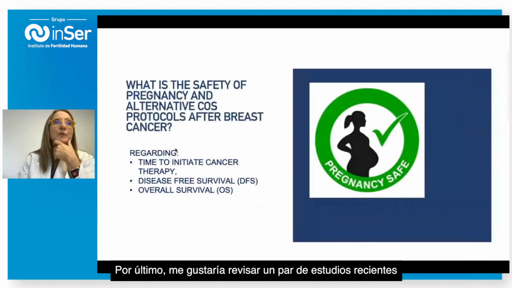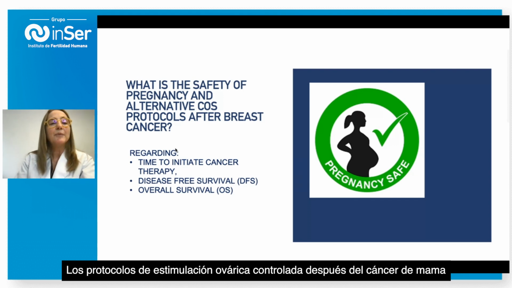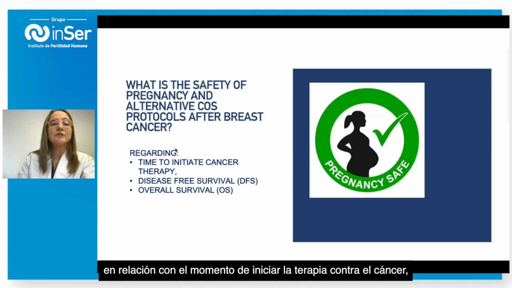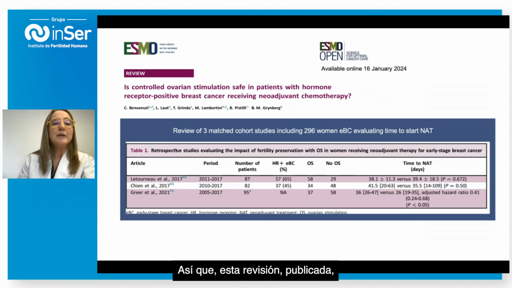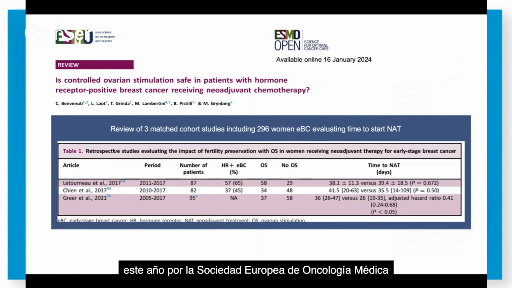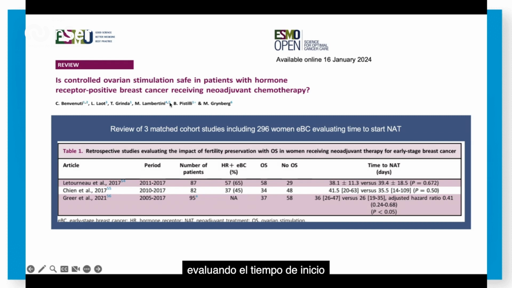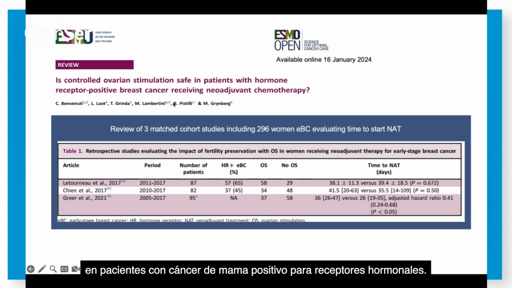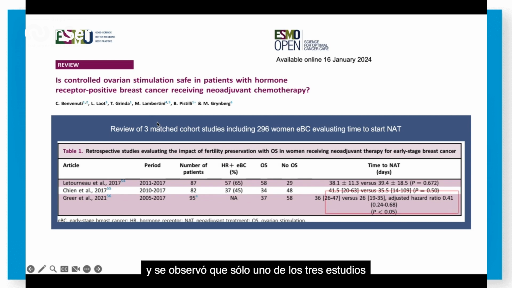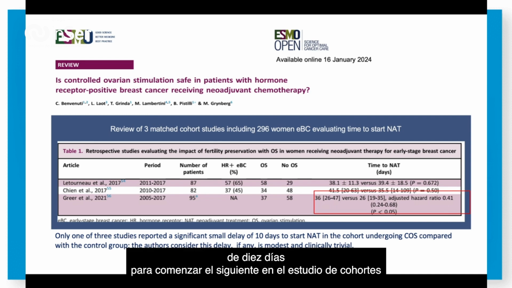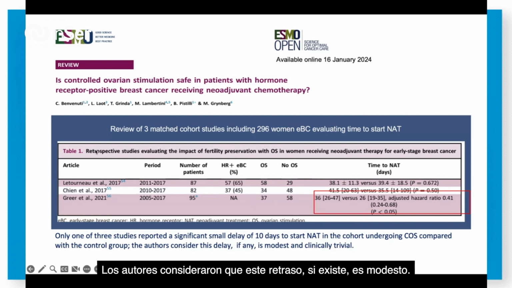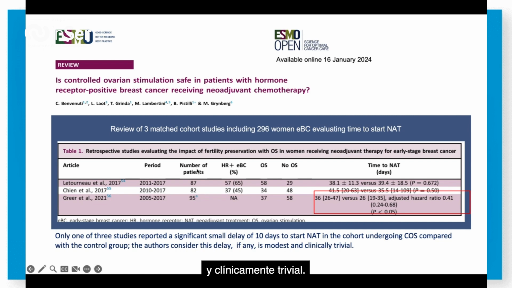So finally, I would like to review a couple of recent studies evaluating the safety of pregnancy and the alternative controlled ovarian stimulation protocols after breast cancer regarding the time to initiate cancer therapy, the disease-free survival, and the overall survival of these patients. So this review published this year by the European Society of Medical Oncology that included 3 matched cohort studies evaluating the time to start NAT, or neoadjuvant therapy, in hormone receptor positive breast cancer patients, observed that only one of the 3 studies reported a significant but very small delay of 10 days to start NAT in the cohort undergoing ovarian stimulation compared to the control groups. The authors consider that this delay, if any, is modest and clinically trivial.